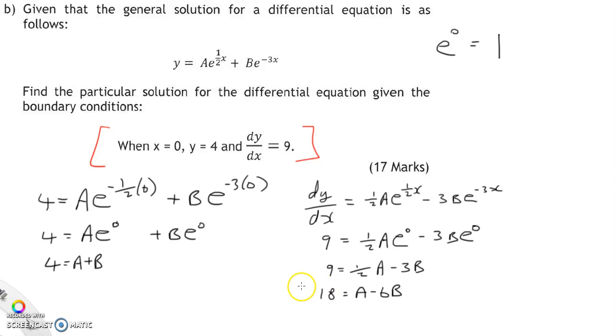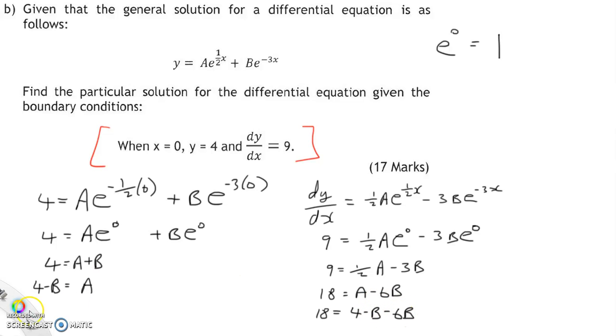So now we have two equations in a and b. So I can go back over here, and now I can subtract b from both sides, and I can say that a equals 4 minus b. A equals 4 minus b. And I can go back over to the right hand side and rewrite this. 18 equals 4 minus b, because I'm subbing in the value of a from over here, 4 minus b minus 6b. And now I can figure out what b equals with a bit of algebra.